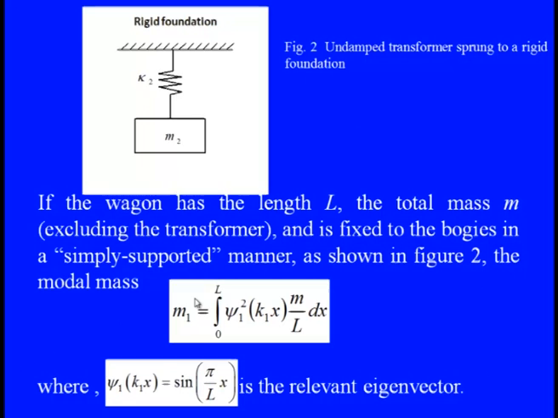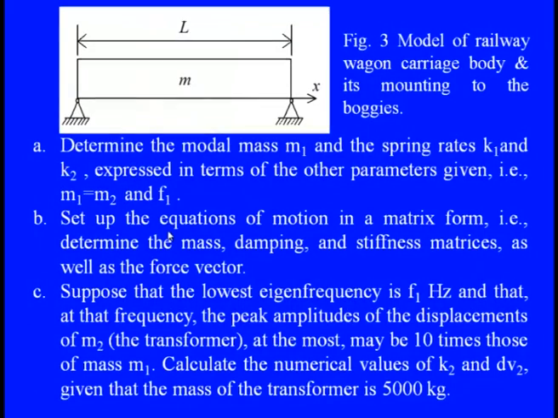So, this is one of the simple configurations where the mass is distributed along with this mode shape, where phi 1, K1, x is nothing but equal to sine, because it has a sinusoidal feature, since the excitation is also periodic in nature. We can say phi 1, K1, x is nothing but sine of pi by L into x. So, it is a variation. We can say this phi 1, K1, x is nothing but the relevant eigenvector.